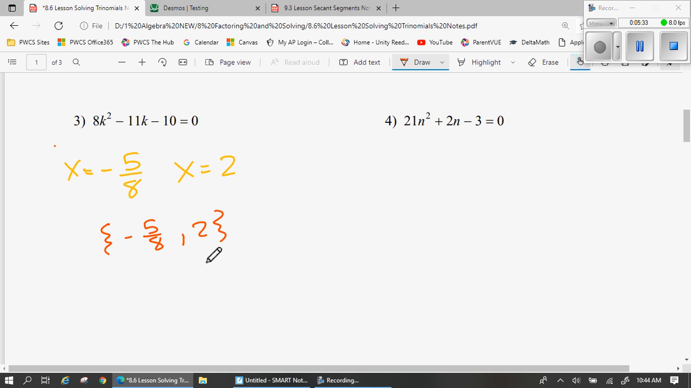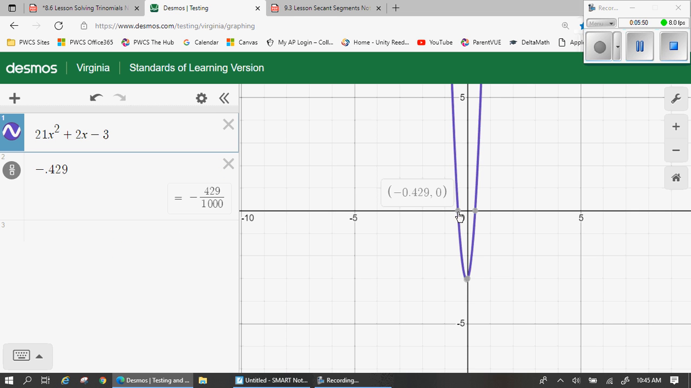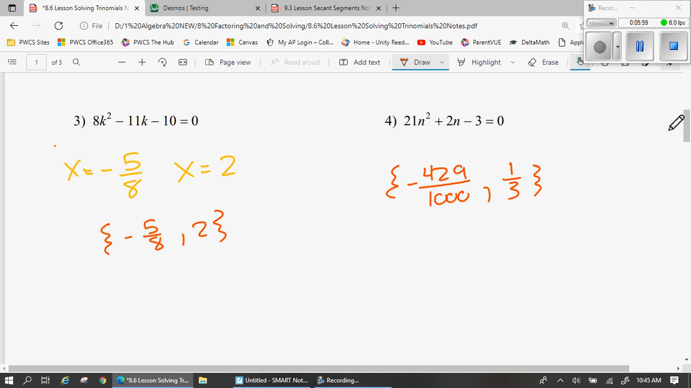There's the solutions. So I want you to go ahead and pause here and try this one. Graph that, change it to x, and find the solutions. So it looks like we had a funny one here. This is what I got when I got my decimal, 0.429. And then we got 0.3 repeating, that is 1/3, and those are our solutions.